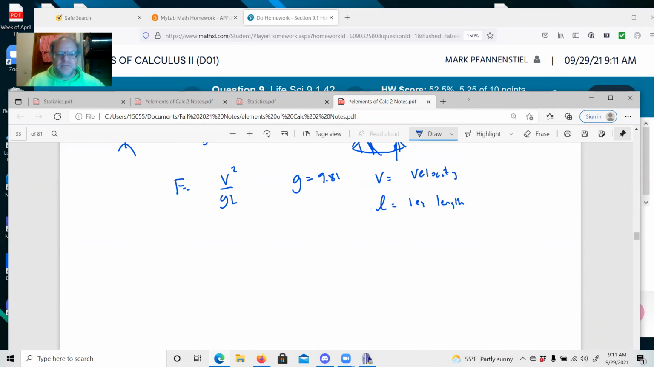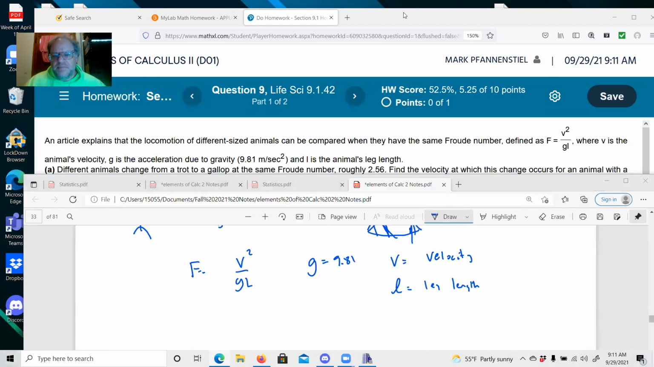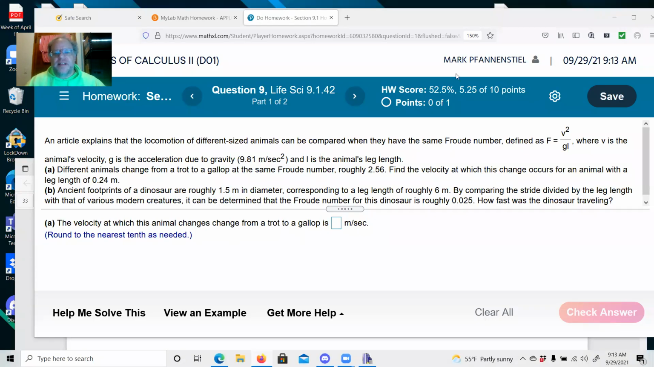Okay, animals change from a trot to a gallop at the Froude number, I'm sorry, I'm pronouncing that terribly. Hold on for a moment. All right, I think that handled it. So different animals change from a trot to a gallop at the same Froude number of approximately 2.56.